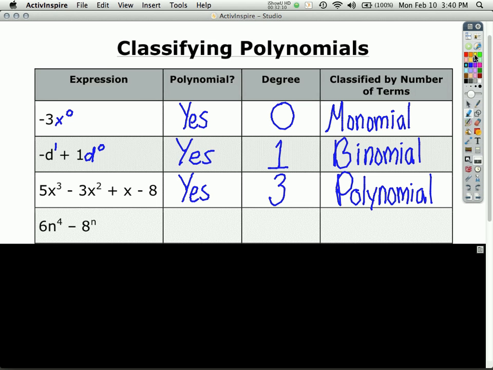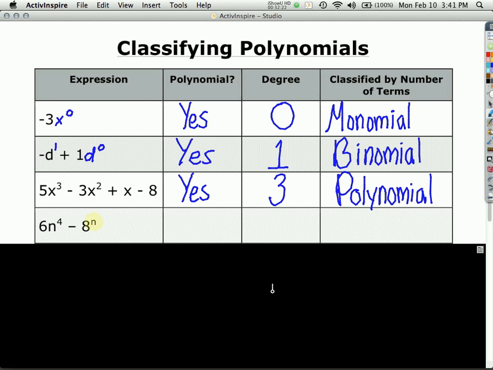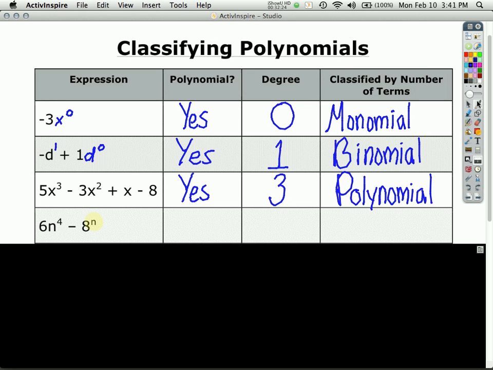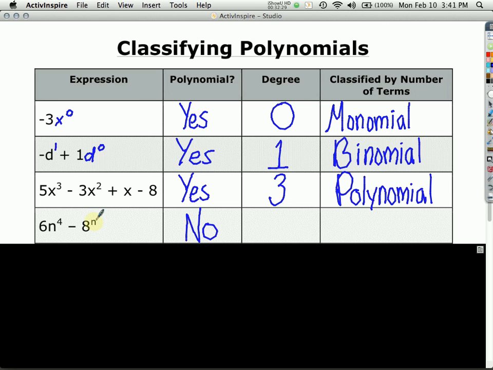A polynomial may not have an exponent that is a variable. That is technically not a polynomial. And so we can simply just say, no, this is not a polynomial because of that. And then we don't give it a degree and we don't give it a name. So one rule is you can't have a variable as an exponent.